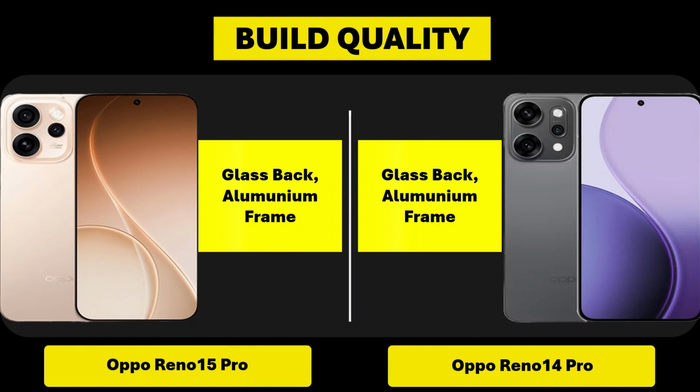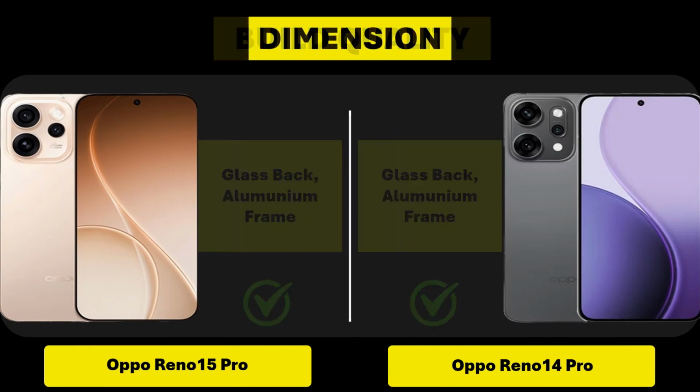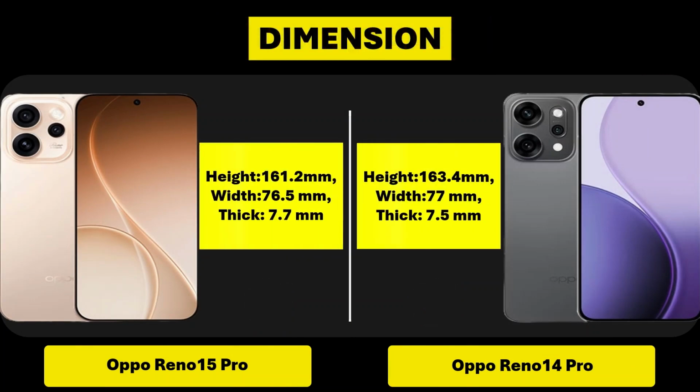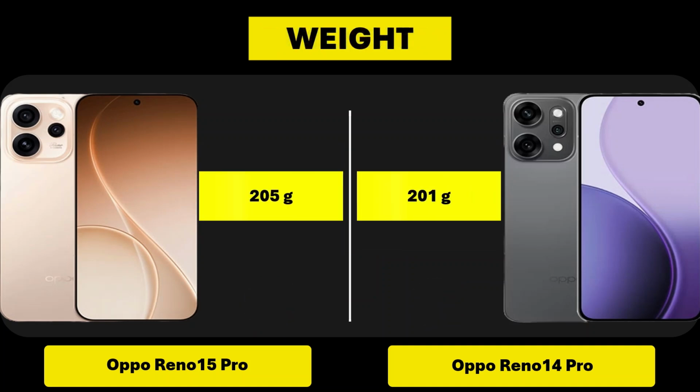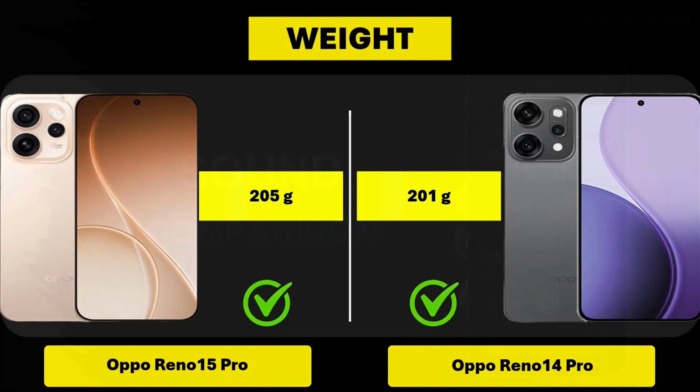Both phones feature a glass back and aluminum frame. The Reno 15 Pro is slightly shorter and narrower, while the Reno 14 Pro is a bit taller. The Reno 15 Pro weighs 205 grams, while the Reno 14 Pro comes in at 201 grams.